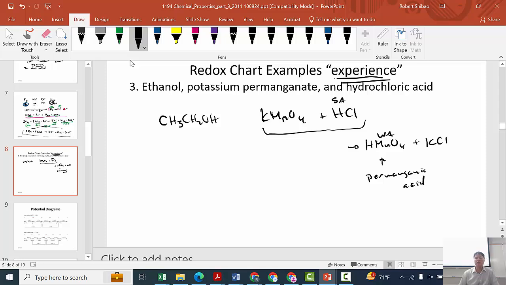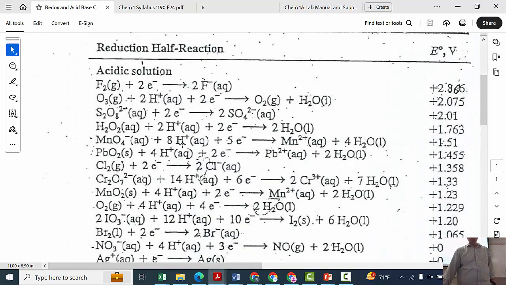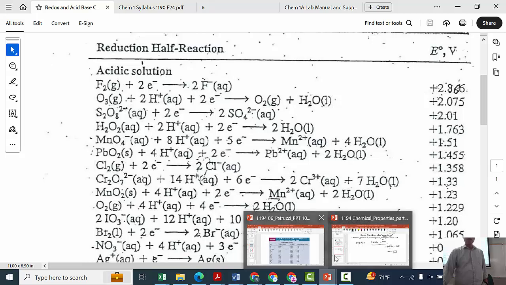But there's a more significant reaction. And the more significant reaction is because you know the redox chart, and you know that permanganate is the number 5 most powerful oxidizer on the chart. This is why you should look at the chart once in a while. So if you have a powerful oxidizer, then you got to start worrying about other reactions occurring. And in fact, we did this reaction in lab.